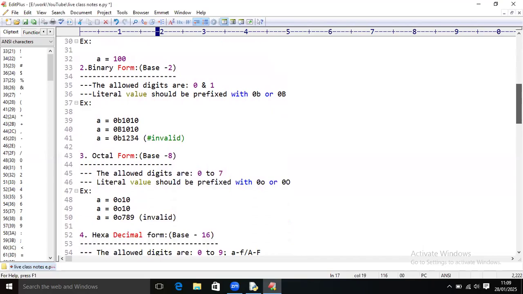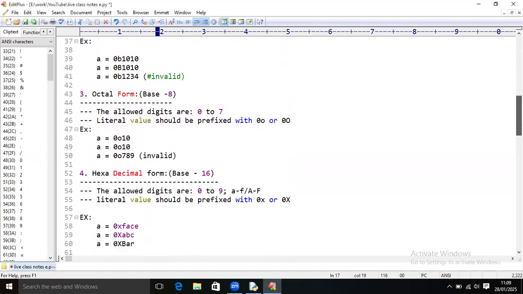Next, octal. The range of octal form is 0 to 7. We can represent octal forms by using small o or capital O. And hexadecimal. The hexadecimal base number is 16. In this we can represent the numbers from 0 to 9 and the alphabets from small a to small f and capital A to capital F.